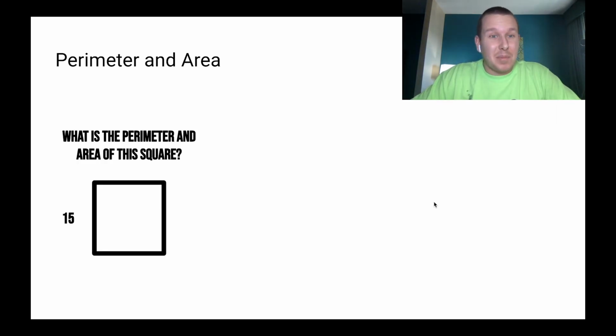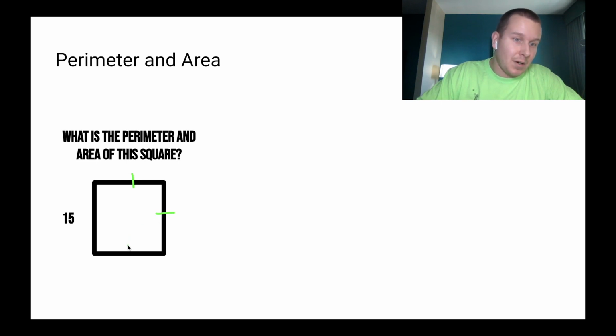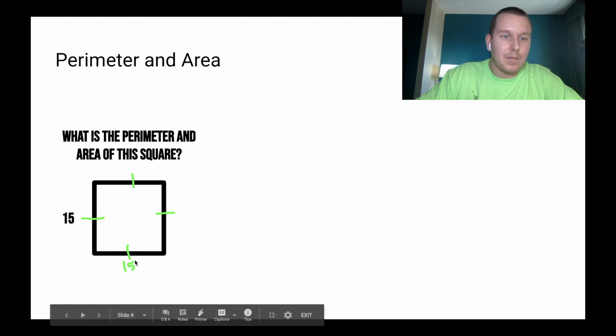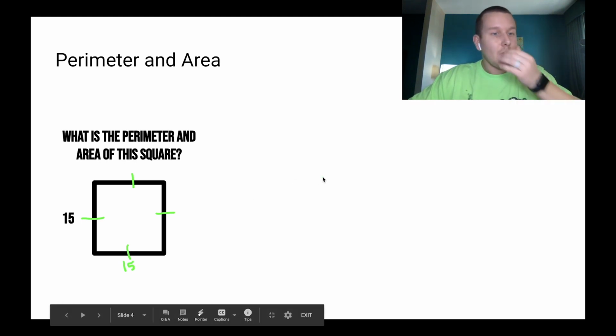All right, so the next problem is: what is the perimeter and the area of the square? So what I notice right away is I'm only given one dimension, but I can also easily see that each of these dimensions are going to be equal to each other because it is a square, and we know all squares have to have all equal sides. So I know that the bottom is going to be 15 over here. So we know that it's a square. We know that it has all equal sides.